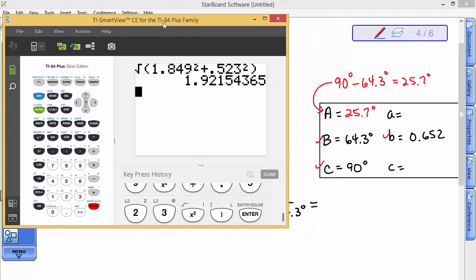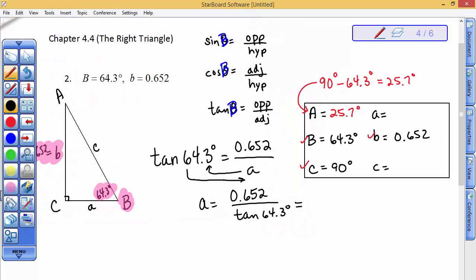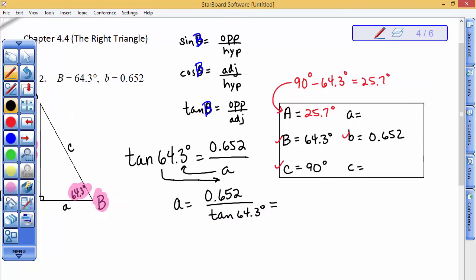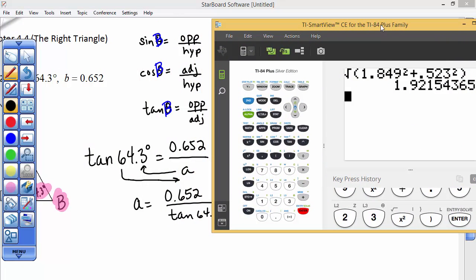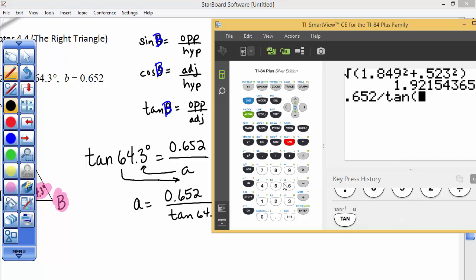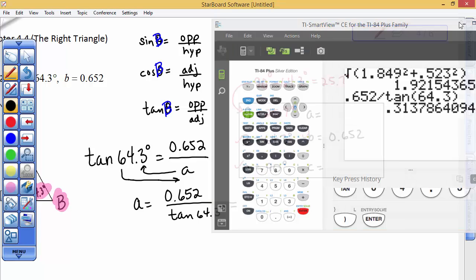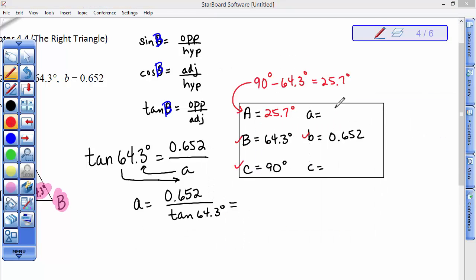Figures I'm a little bit unable to see. Let's see if I can do it this way. Well, I'll try it. 0.652 divided by the tangent of 64.3 degrees. And that should be side A, 0.314. Let's see, that would be the number of places I should probably write this to, 0.314. 0.314 is side A.